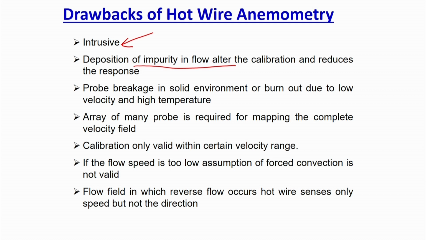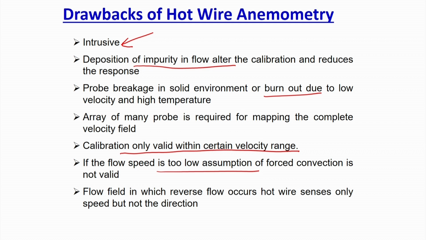It can also break due to burnout, which will be because of very low velocity or very high temperature. Why the low velocity? Because the low velocity will not be able to remove the heat properly. So, burnout is possible. You can use an array of multiple detectors, multiple hot wire anemometers, to find the radial distribution of the velocity. So, overall the cost, if you want to find the radial distribution, will be very high. The calibration is only valid within a certain velocity range. If you go outside of that velocity range, you will not be able to use that, you have to calibrate it again.